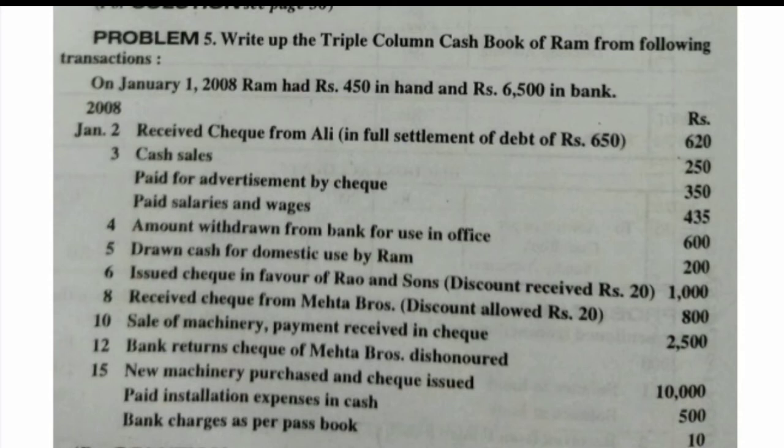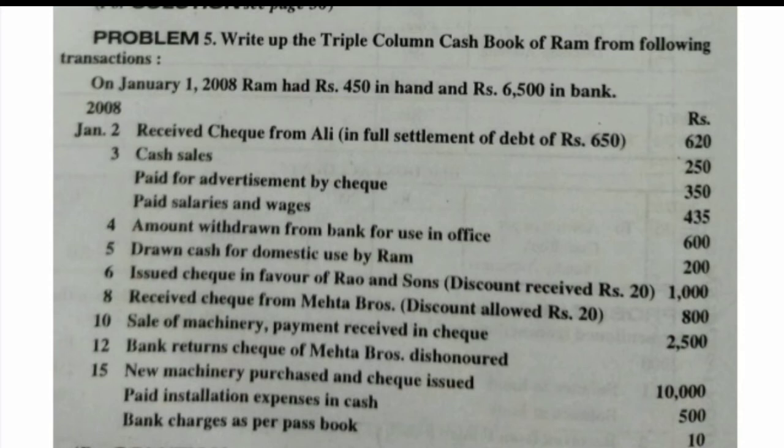On January 2nd, received a check from Ali in full settlement of debt of rupees 650. So what we need to receive is rupees 650 and what we are receiving is rupees 620. Okay, so 620 we are receiving and the remaining 30 rupees is the discount we allowed to Ali. Okay, discount we allowed to Ali.